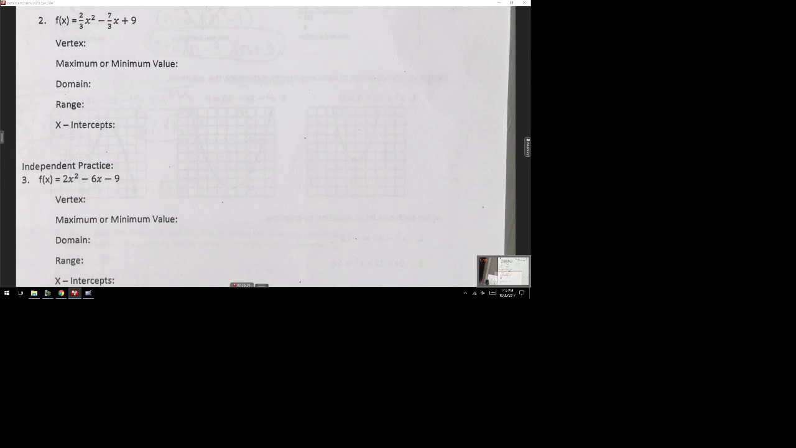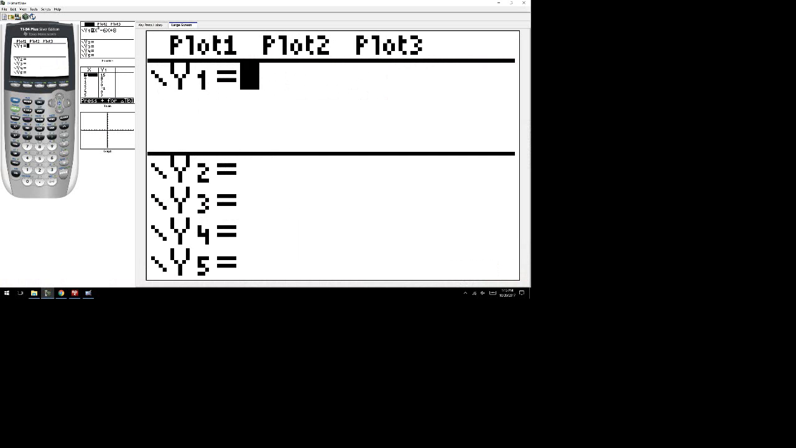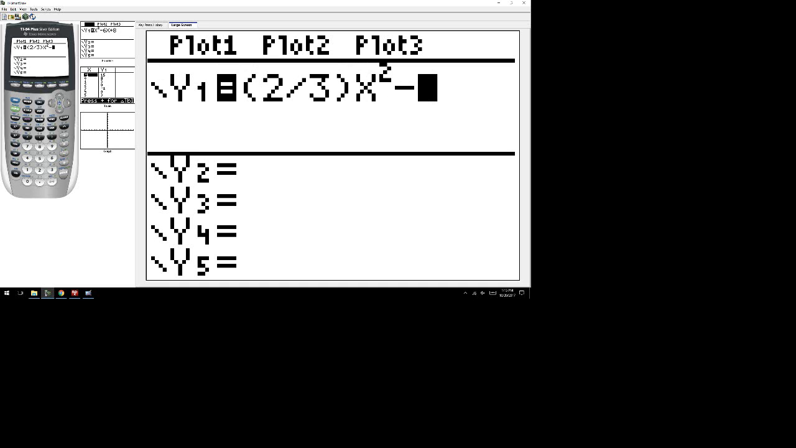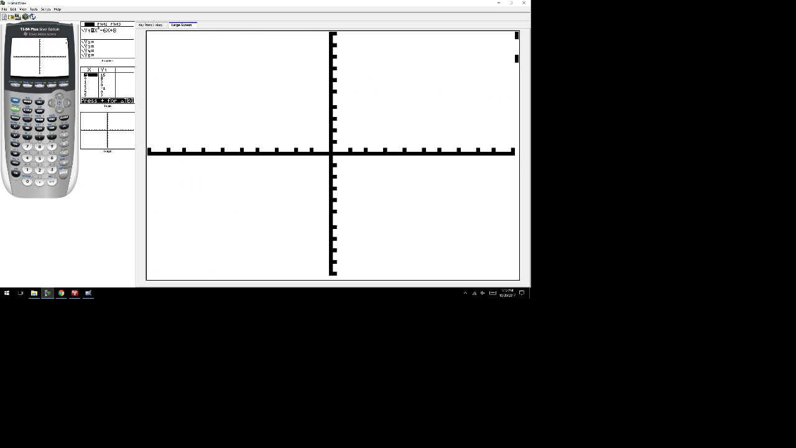Fractions? Parentheses. So where do we go first? Guys, focus. Where do we go? Y equals. We clear it out. And when you do fractions, you have to do parentheses around it. And then x squared. I don't know what the rest of it was. What was it? Minus 7/3. So make sure you use parentheses around the 7/3. Plus 9. Okay. And then let's hit graph.